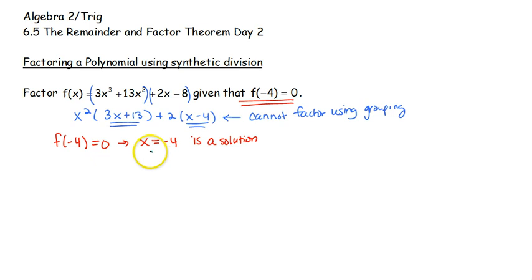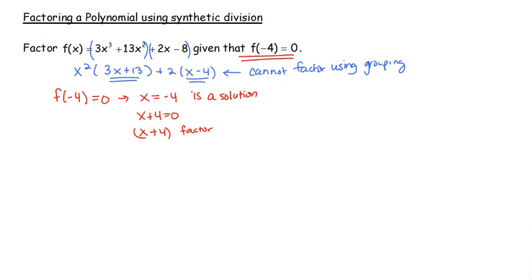And we know that if x is equal to negative 4, we move that over. That means that x plus 4 is a factor. It's super important that you are able to go from solution form to factored form and back and forth. Be able to go in both directions. So we are given that f of negative 4 equals 0, so x equals negative 4, that's a solution, and we're going to use synthetic division, and we know when we use synthetic division, we use the solution. When we use long division, we use the factor.